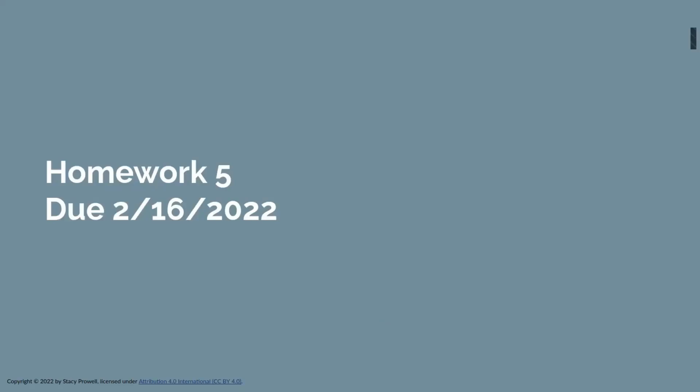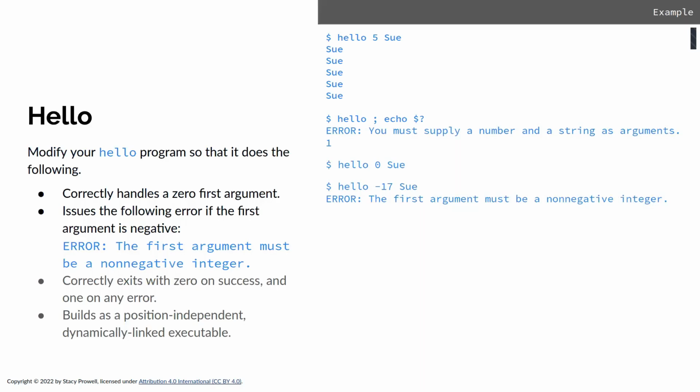New homework. It's Wednesday, so there's new homework. And the new homework, which hopefully you'll be happy with, I don't know how you'll feel about it, is to do hello again. Yes, hello was such a rousing success last time. We're going to revisit it. Go back to your hello program and modify it so it does the following. I want you to correctly handle 0 as the first argument.